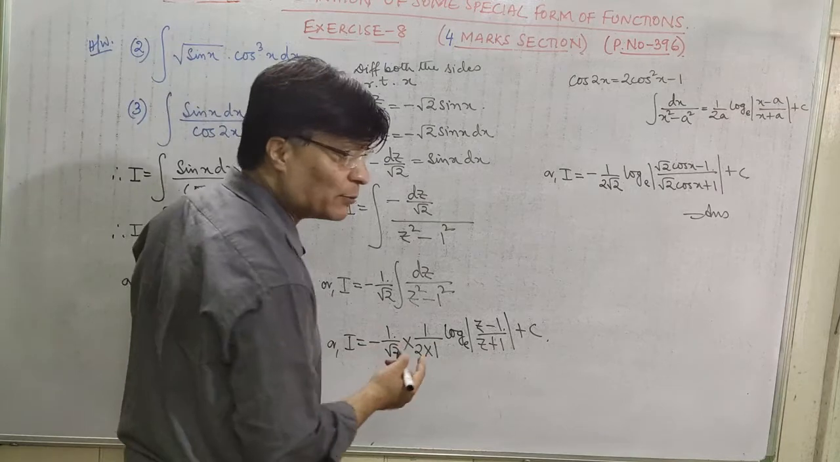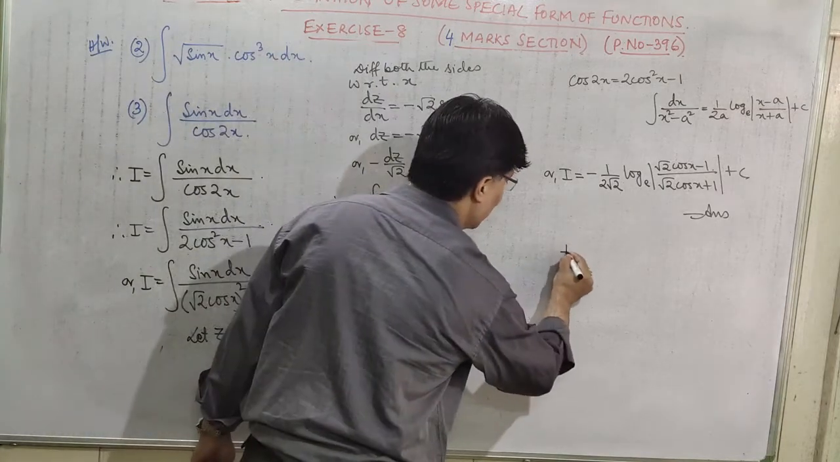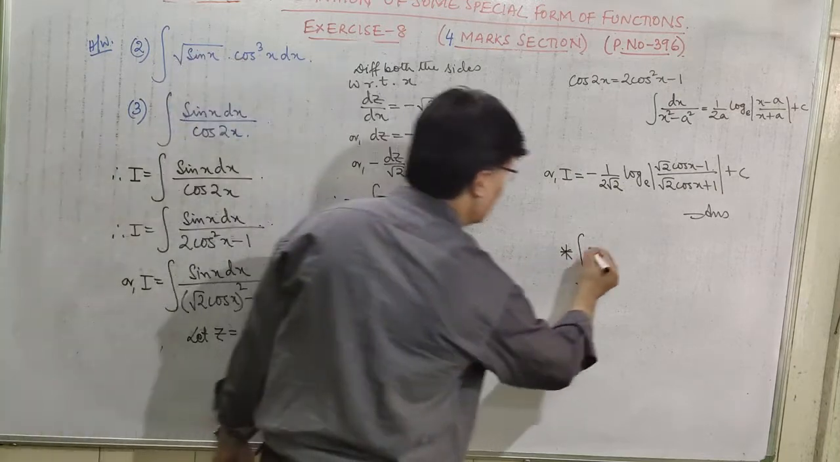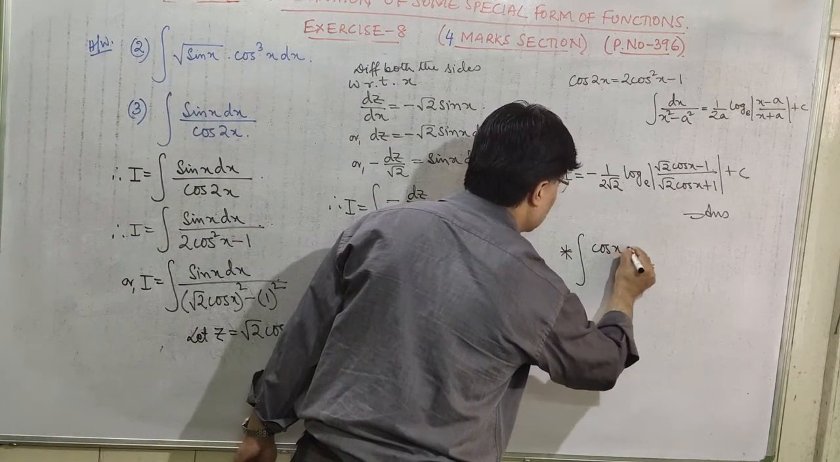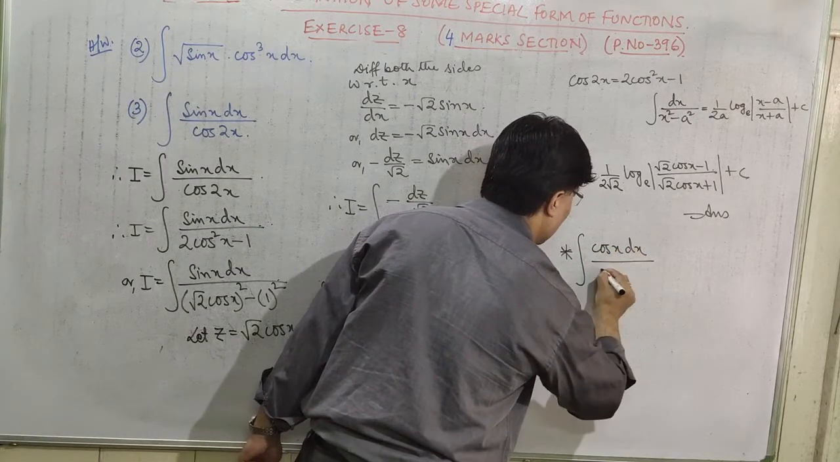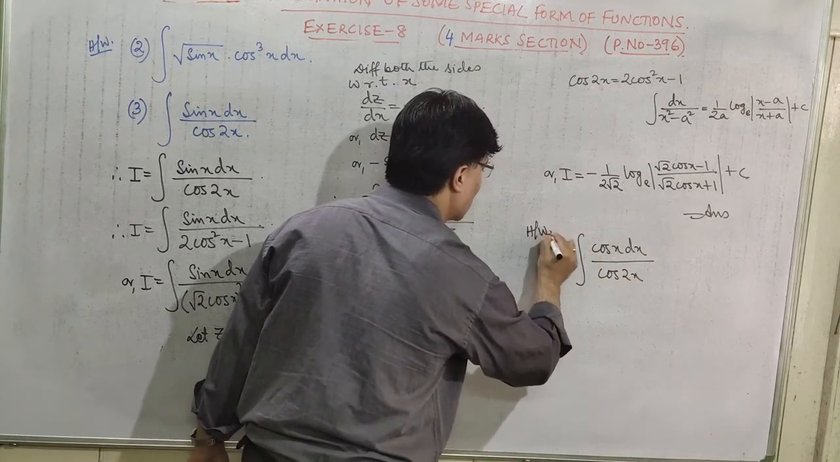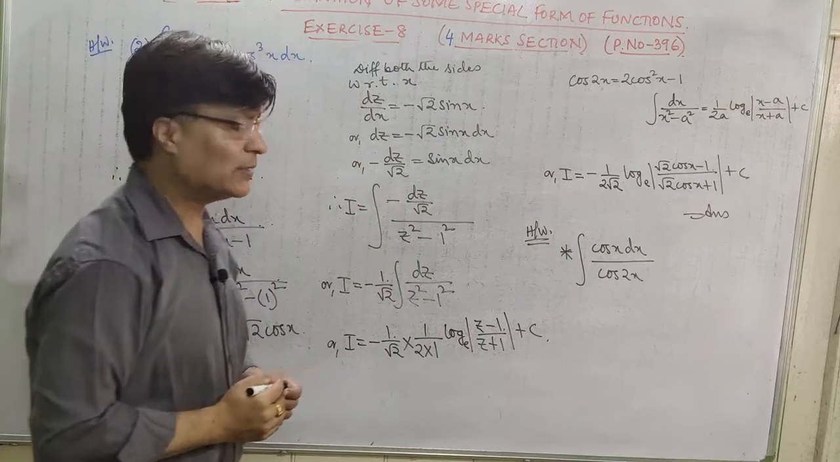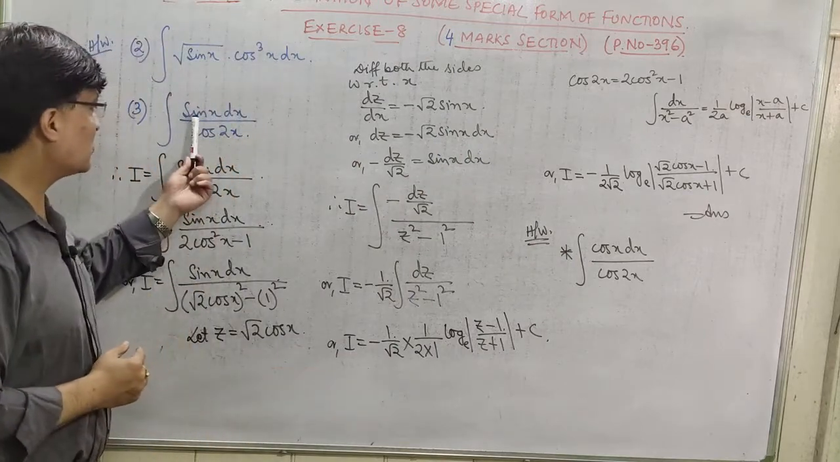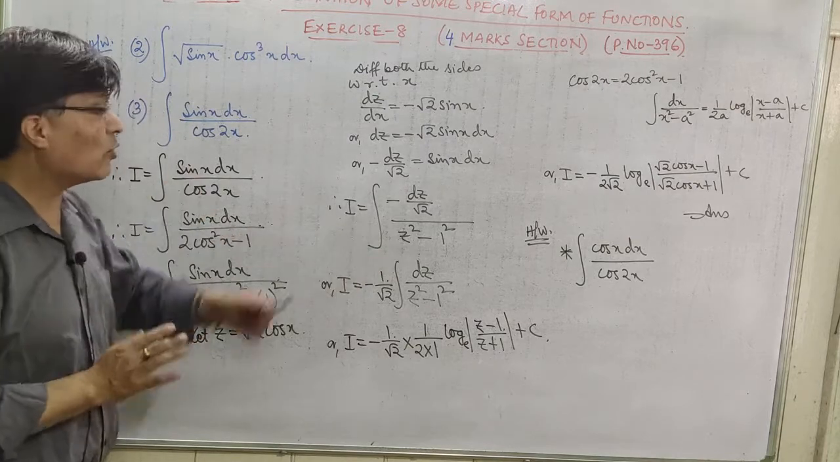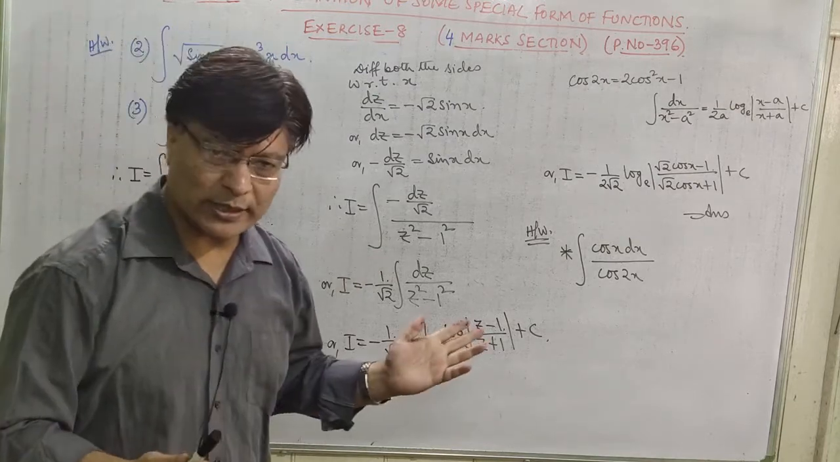So I'll give you a similar type of problem, that is your homework, but that is not from the book, right? That is integration of cos x dx in the numerator divided by cos 2x. So this is your homework. You can do it at home. That is integration of, instead of sin x there is cos x dx and the denominator remains same, that is your cos 2x.